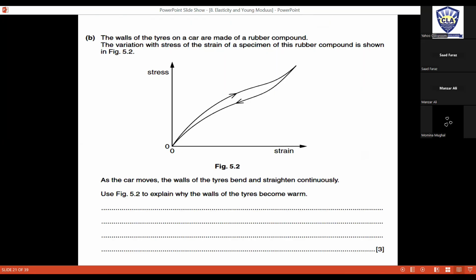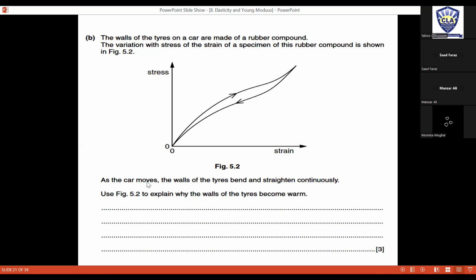Then we have a graph of stress and strain. This must be a rubber. It is a hysteresis curve. And if you observe, the loading and unloading graph has a small area in between. This is the energy which is retained by the substance when we unload it.